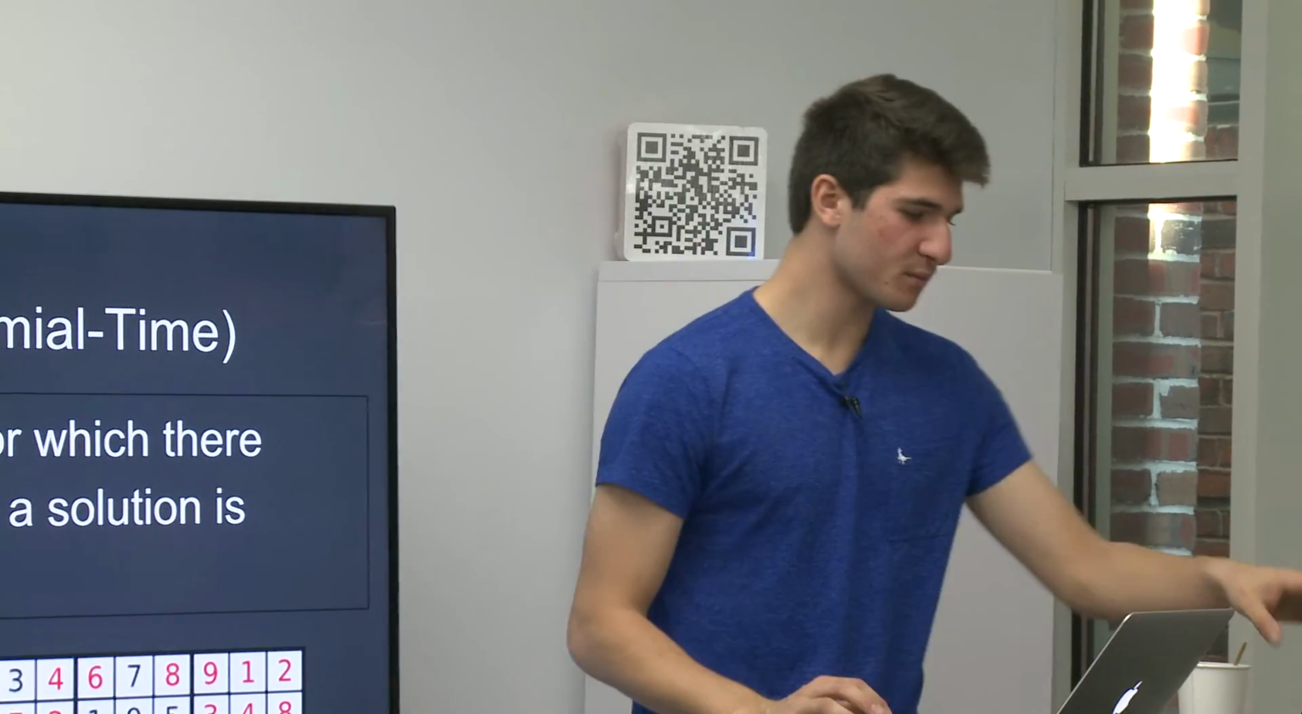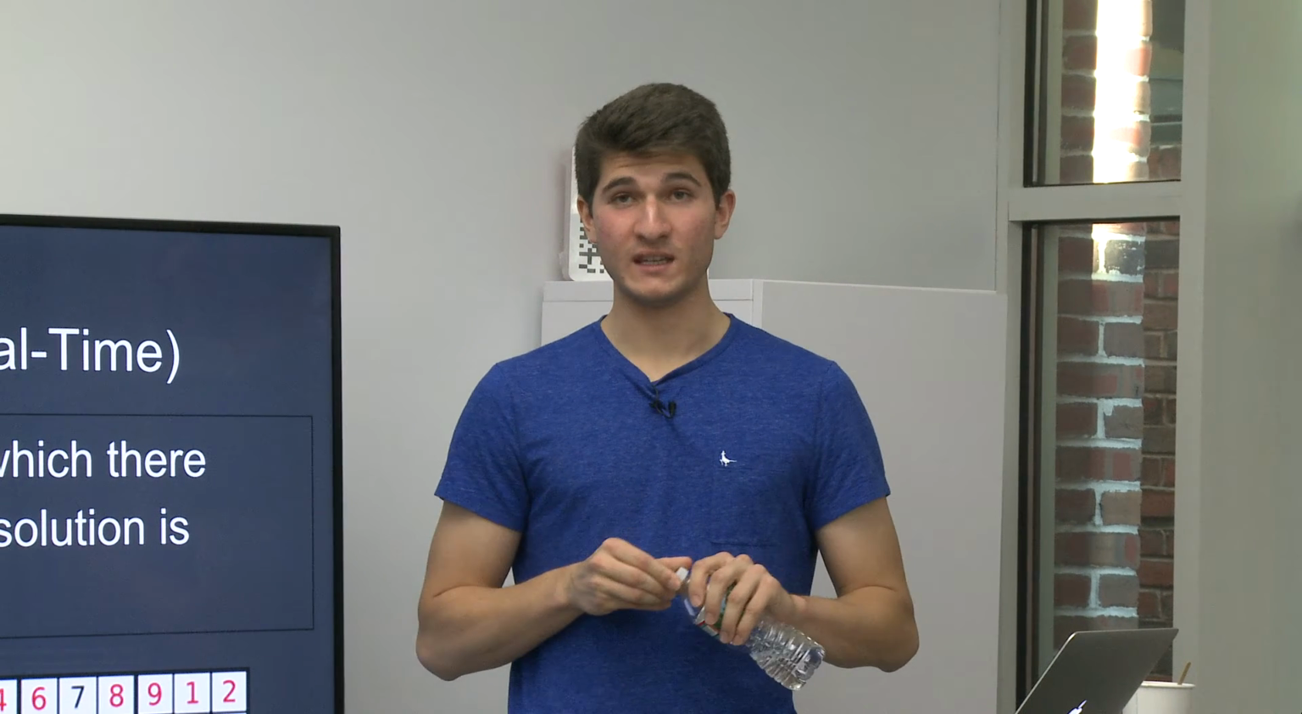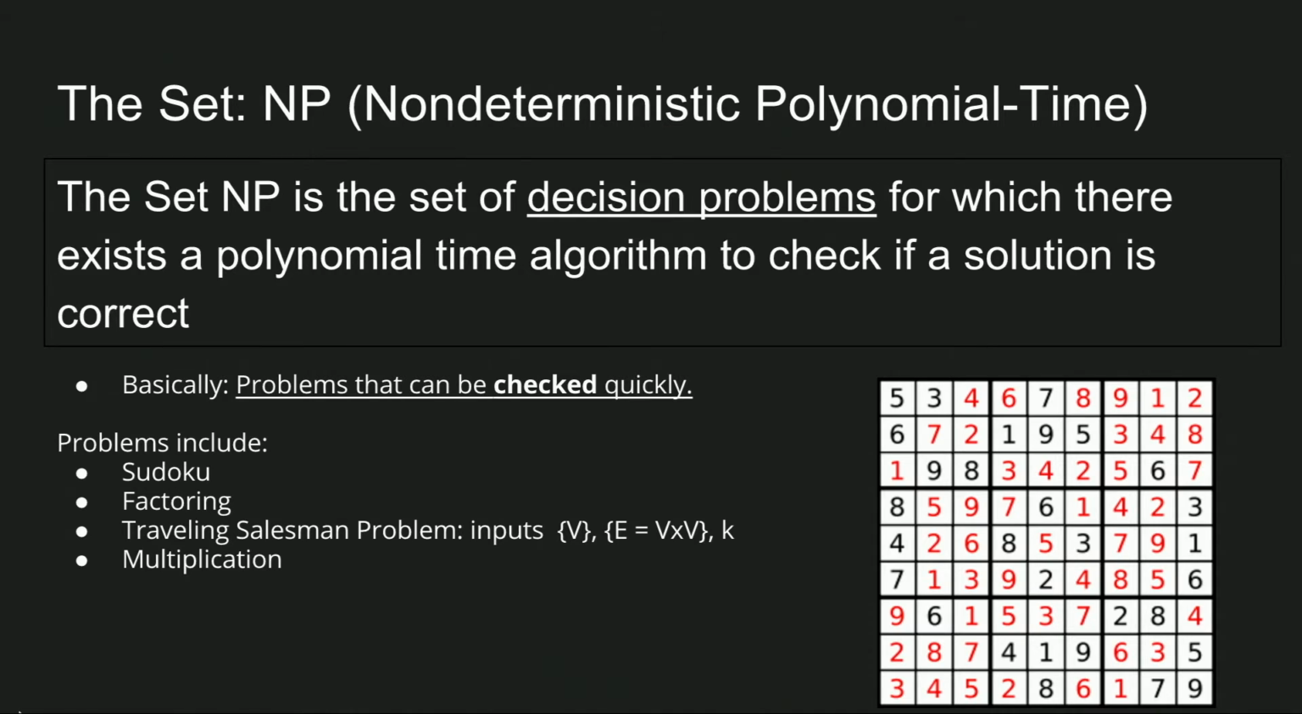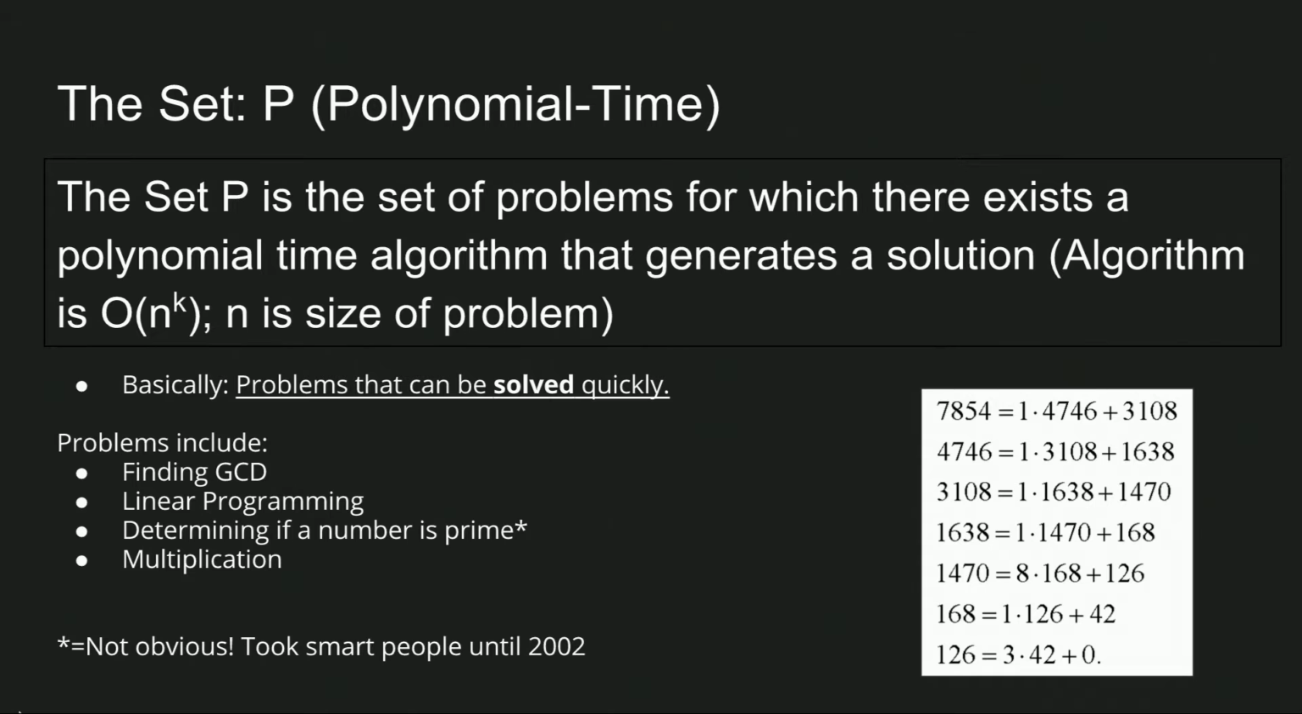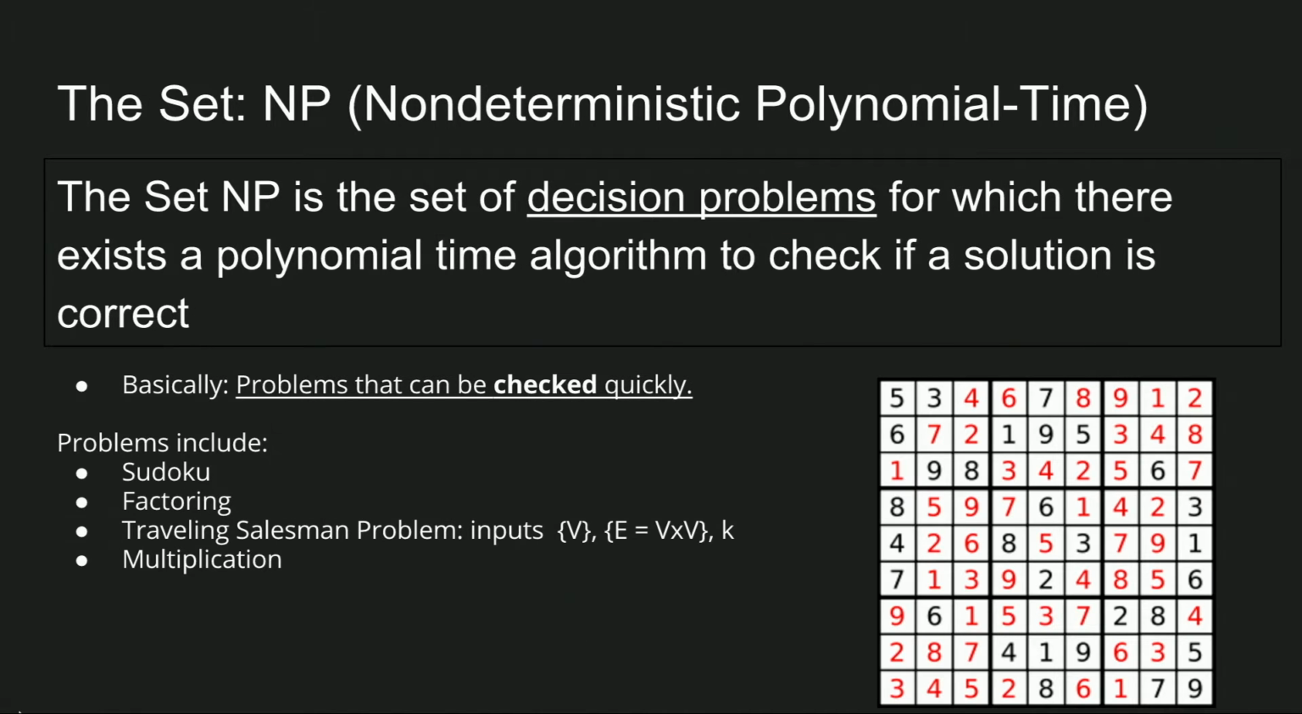And yeah, let's move on to the set NP, which stands for non-deterministic polynomial time, which is a way of saying they have polynomial algorithms to solve them, but they're non-deterministic, which means you have to guess or use an infinite number of computers before you can solve them in a polynomial amount of time. But the way these are defined formally, before we talked about problems that can be solved quickly, now we're talking about problems that can be checked quickly. What that means is it's a set of decision problems, and I'll explain what that means in just a second, for which there exists a polynomial algorithm to check if a solution is correct.